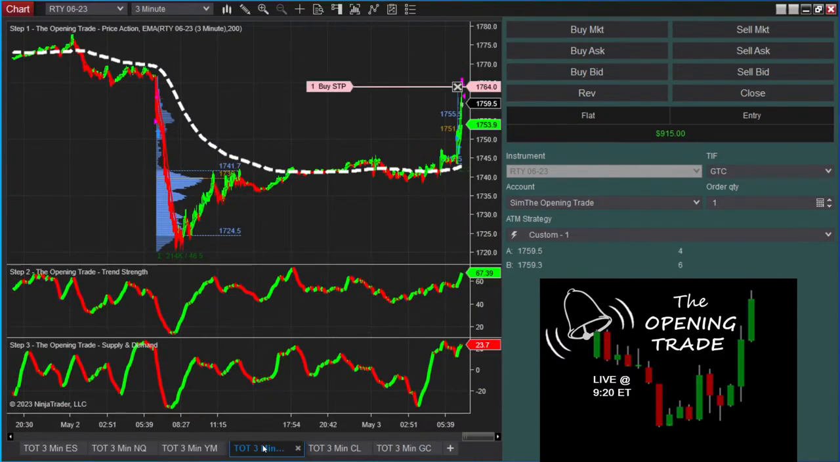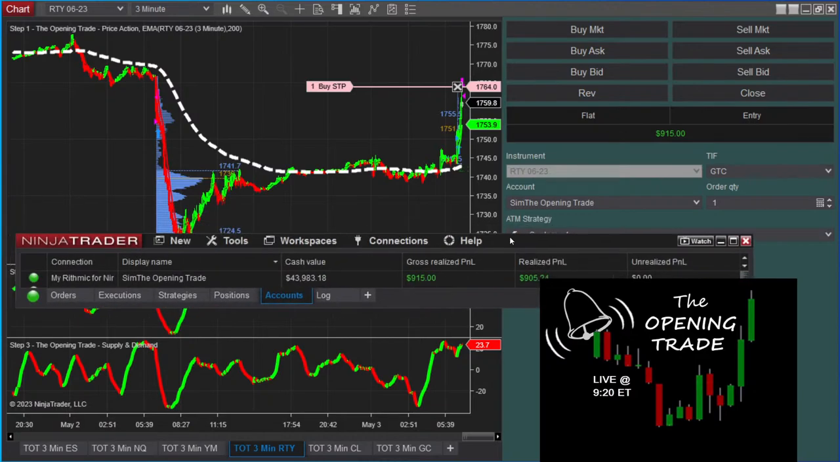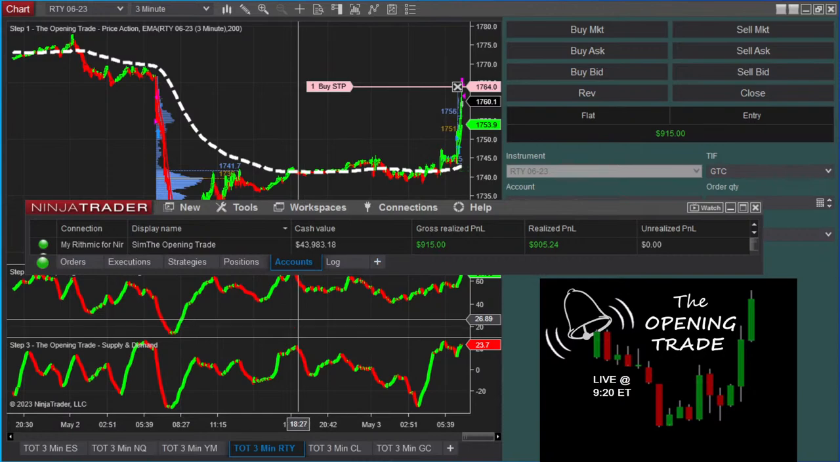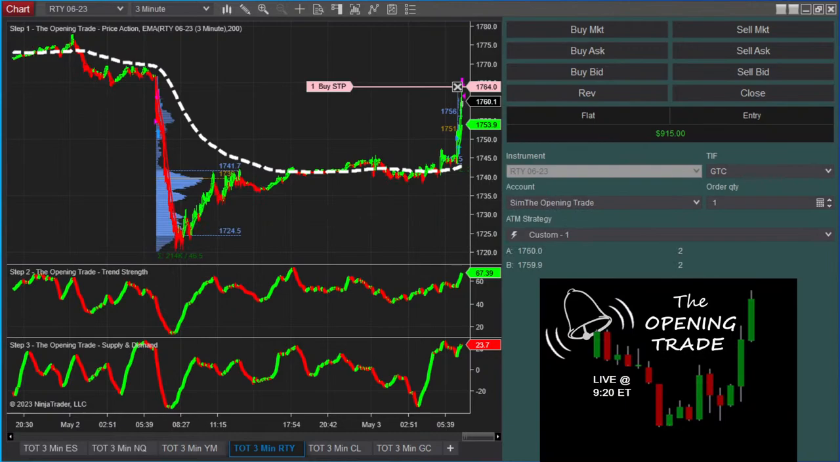So let's take a look at the Russell. Right now, just off of our automated trades, we're up $915. Let me grab my control center from NinjaTrader. I pulled it over. I'm not sure if you can see it though. Okay, yep, you can see it. So 915 matches the 915 here, and the realized is after we pay the fees for those automated trades. So that's just where we are currently.